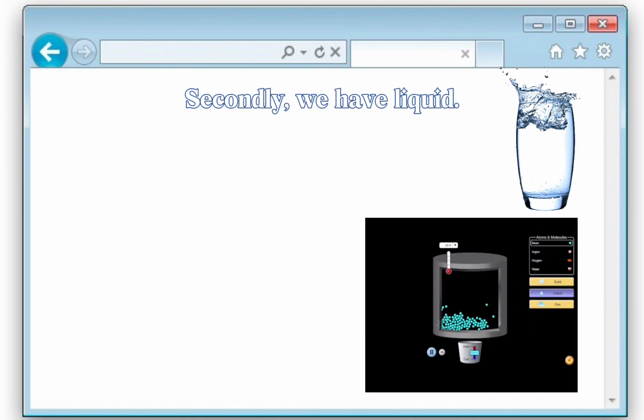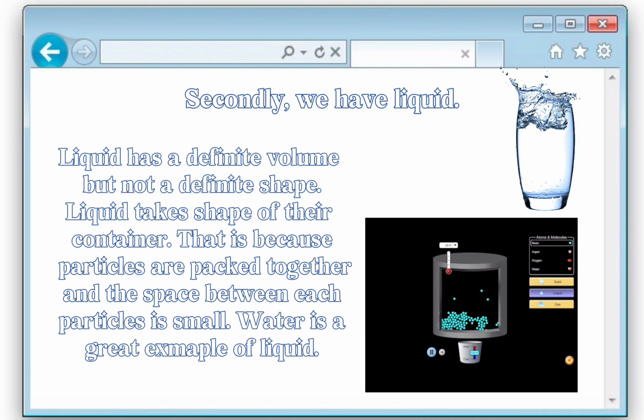Secondly, we have liquid. Liquid has a definite volume, but not a definite shape. Liquid takes the shape of its container. That is because the particles are close together, but they can still move freely. The space between each particle is small. Water is a great example of liquid.